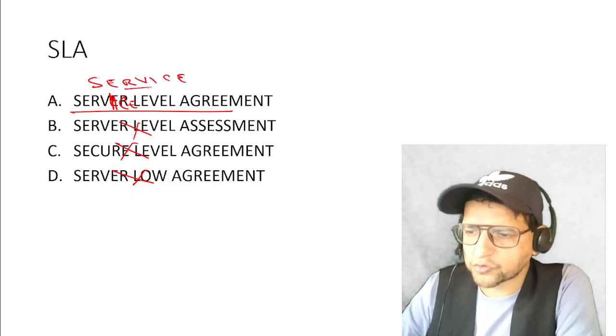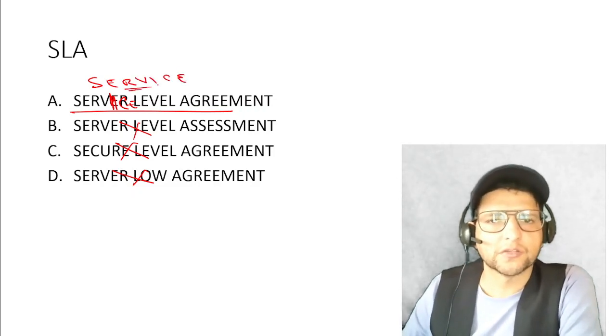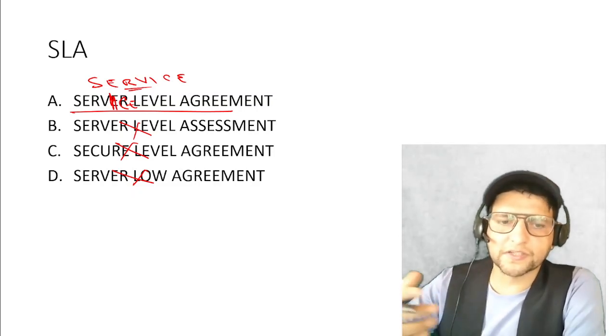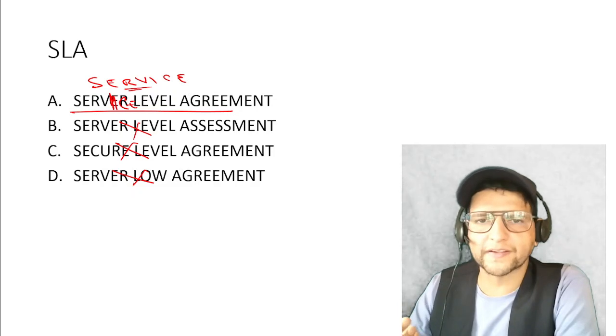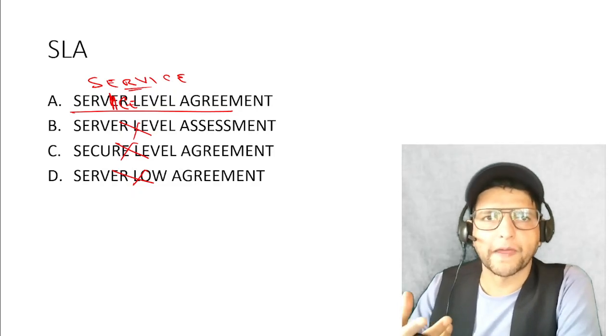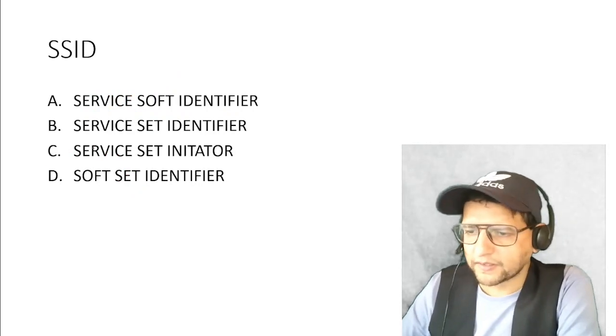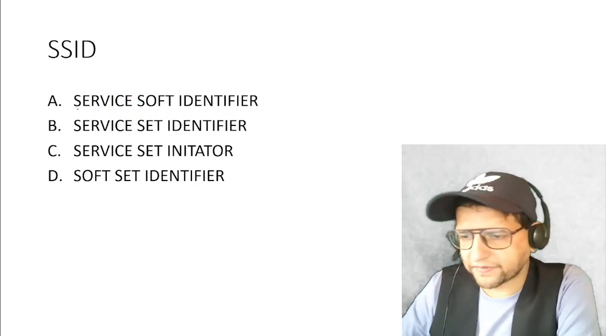So the agreement which you sign, like your ISP or CSP is going to sign with you as a customer, covers what kind of services they are willing to provide you. If they don't provide that service, maybe you are going to get credits in your bill which you can pay. SID is a service set identifier.